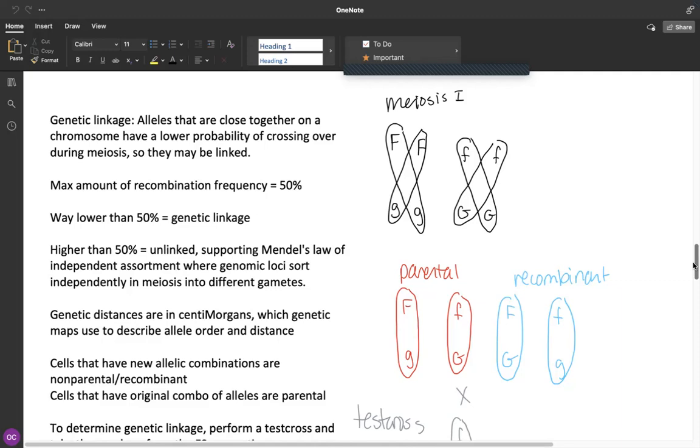And using genetic maps, we can describe allele order and distance, and we measure these genetic distances in centimorgans. One centimorgan is one percent recombination frequency. And on the right, I have given you an example. Here I have one individual going through meiosis 1. So remember, we will have crossing over in prophase 1.